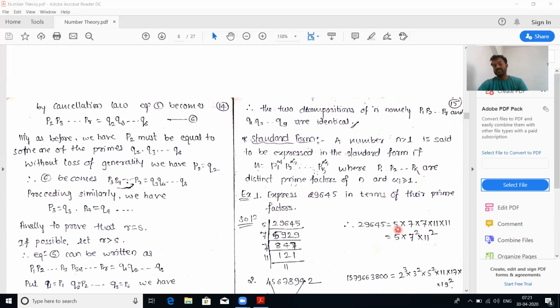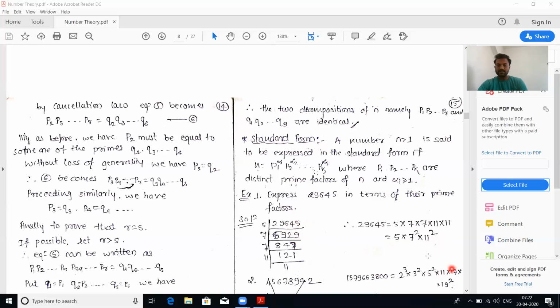Now see, this natural number n is expressed in the form of product of primes. Here the prime numbers are repeated. Now repeated primes we will write as a power: 5 as it is, 5 into 7 square into 11 square. Now observe this equation. Here 5, 7, 11 are the three distinct primes. The power is not necessarily a prime number, so any alpha i is a number greater than or equal to 1. So we are getting 5 into 7 square into 11 square. That is the standard form for 29,645.